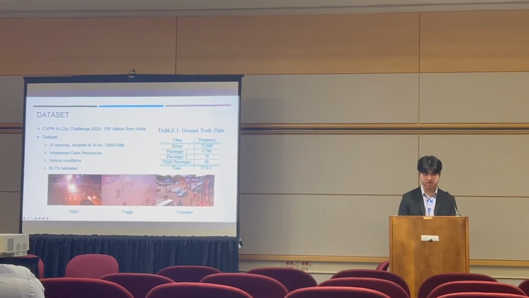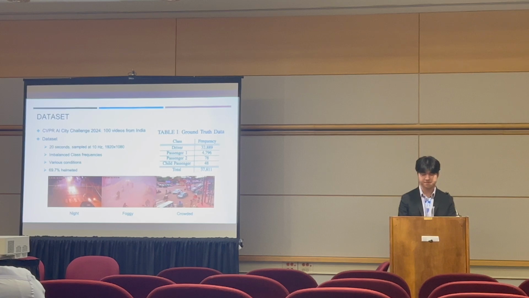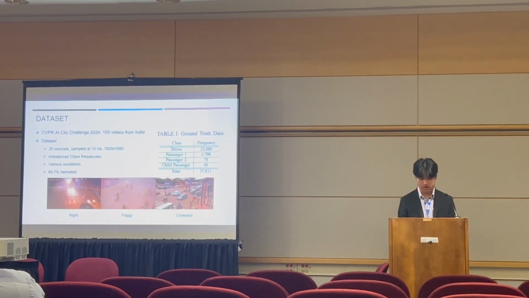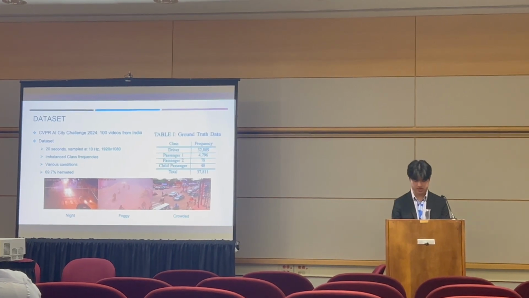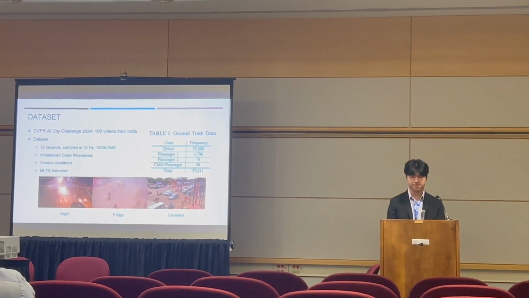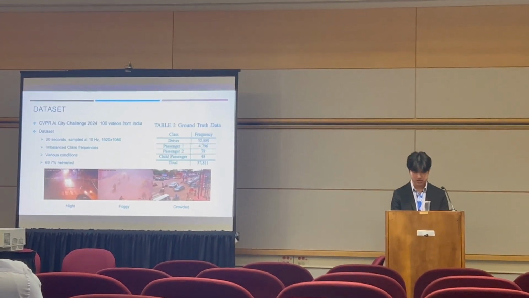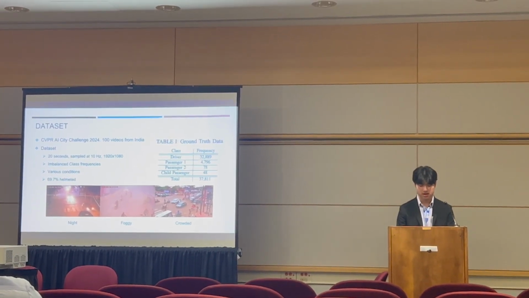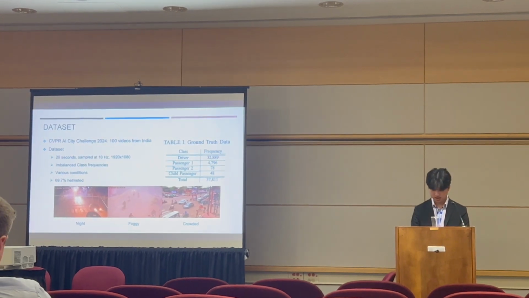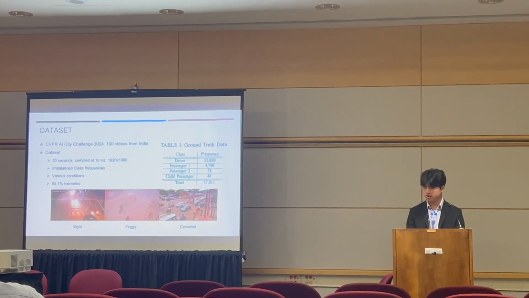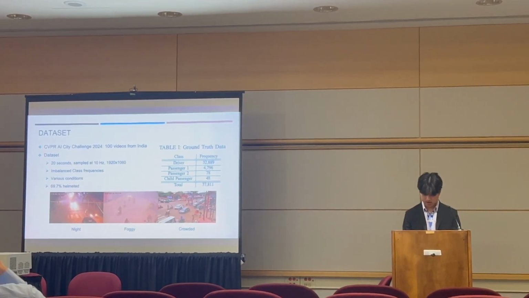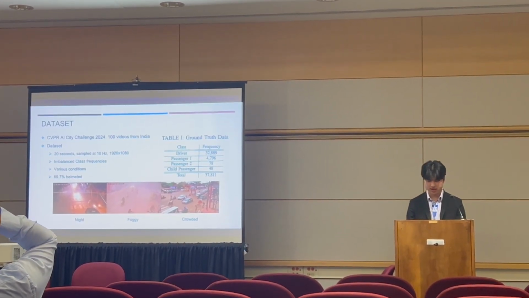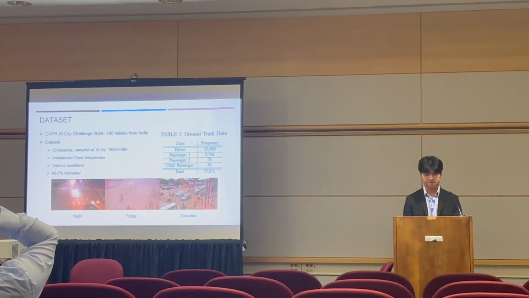The data set we used was provided by the CVPR AI City Challenge, which contains 100 videos taken by infrastructure-mounted cameras in India. Each video is 20 seconds long, sampled at 10 Hz, and has a resolution of 1920 by 1080. Example images from the dataset are shown in the pictures below, demonstrating different conditions of low visibility. From left to right, it is night, foggy, and crowded.